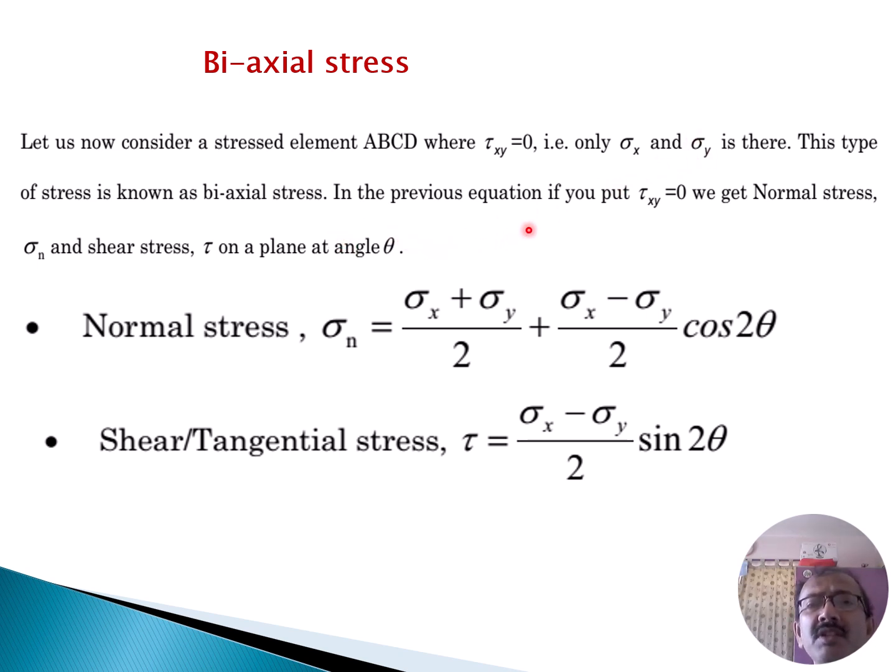In the previous equation, if we put tau xy equals 0, we will get the normal stress sigma n and shear stress on the plane at angle theta. So the normal stress sigma n is nothing but sigma x plus sigma y by 2 plus sigma x minus sigma y by 2 into cos 2 theta. Similarly, the shear or tangential stress tau is nothing but sigma x minus sigma y by 2 sine 2 theta.